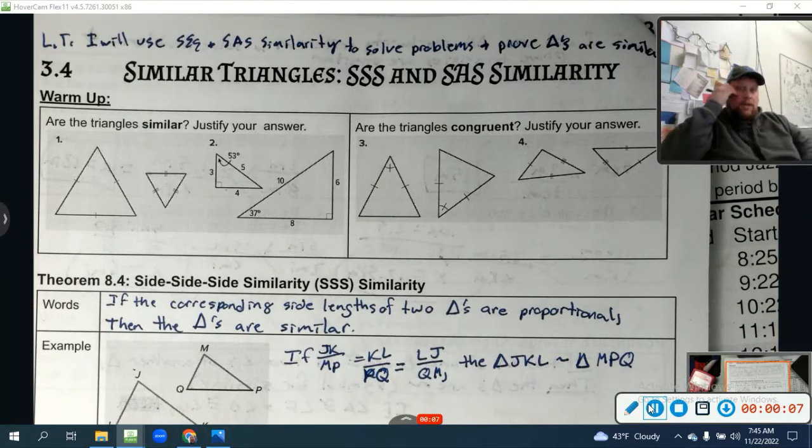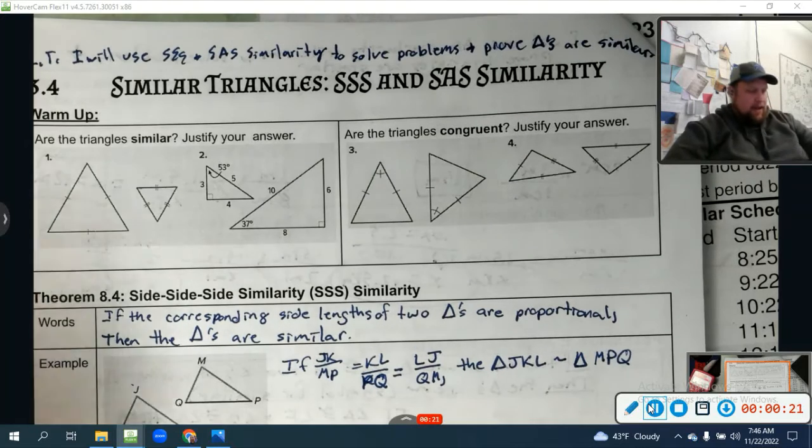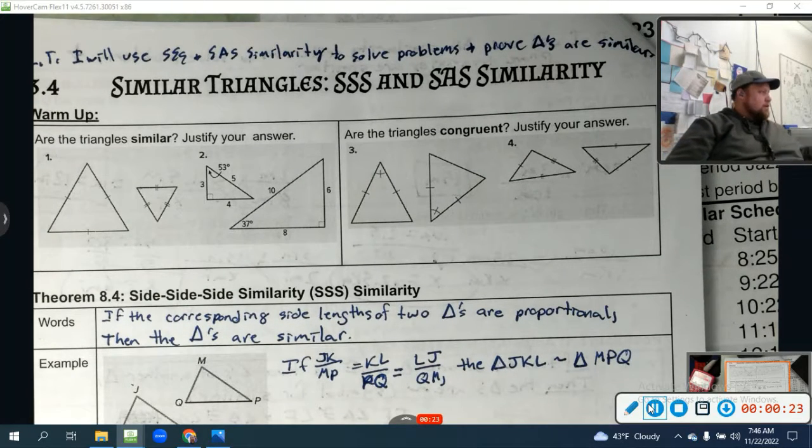Our learning target today is I will use SSS and SAS. That's side, side, side, and side, angle, side similarity. So not the congruency, but similarity theorems to solve problems and prove triangles are similar. Take a minute, do the warm-up, we'll talk.